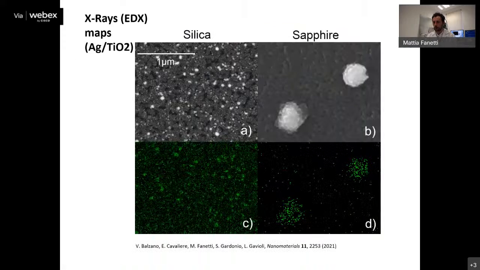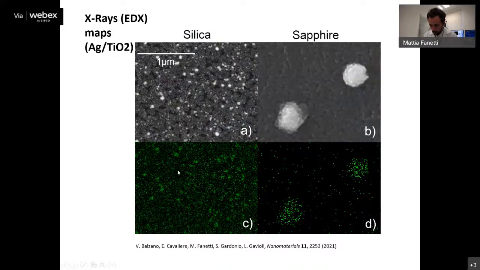And this is the same sample that we were watching now. This is the one on silica, the one that we actually imaged. This is the other one. And these are two images, two maps of the silver emission line out of these two regions.